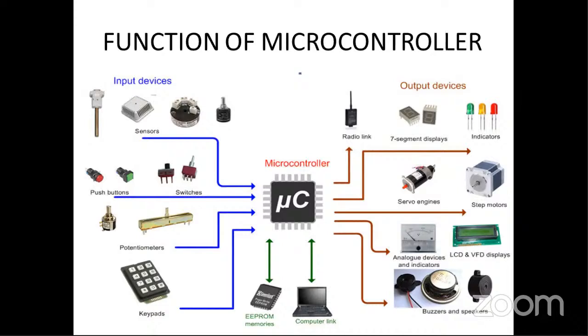This input is brought into the processor where the processing is carried out, and then it is displayed on the output devices. These output devices may be your 7-segment display, motors, LCD or analog devices, or it may be your buzzer or speaker. Sometimes your microcontroller does communicate with the outer world. So the four functions which your microcontroller carries out are: it takes the signal from input devices, it processes those signals, after processing it gives the output, and then it communicates with the outer world.